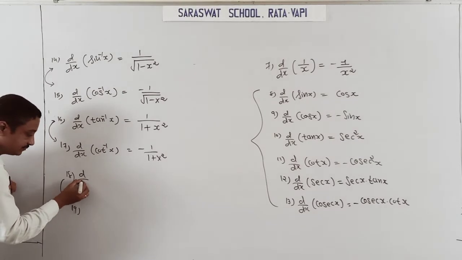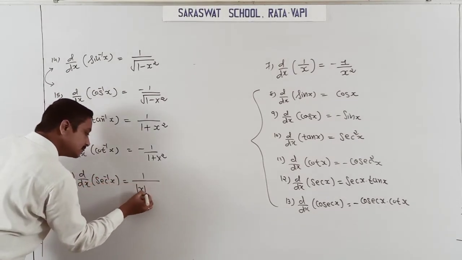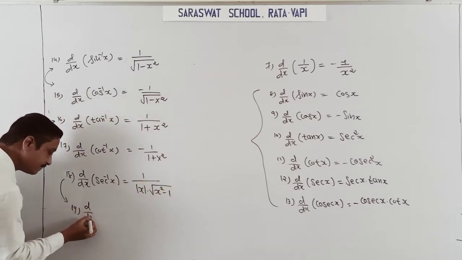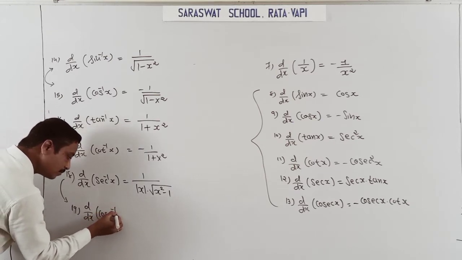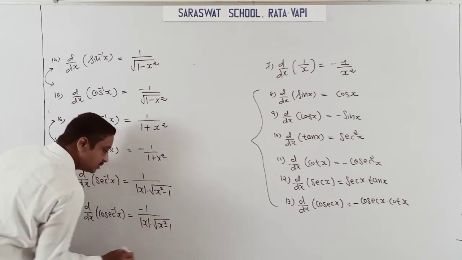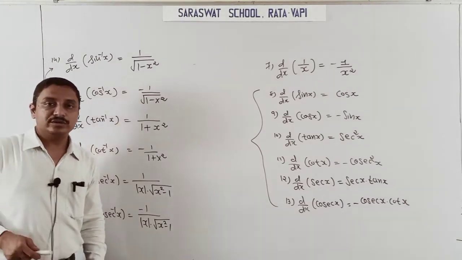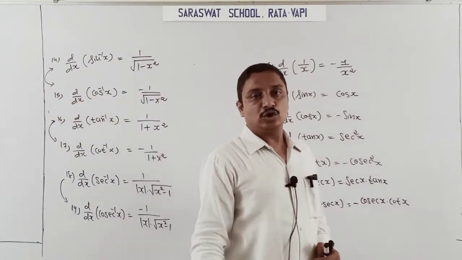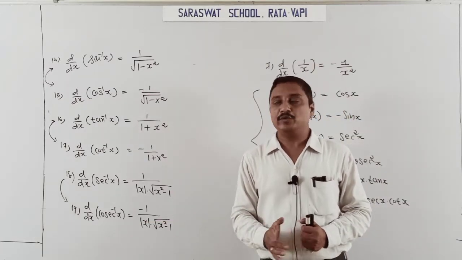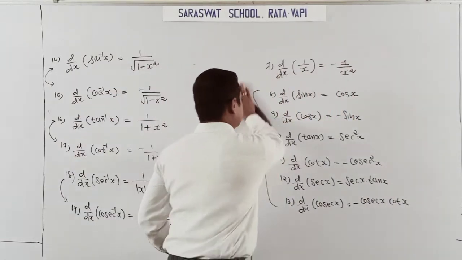Yes, d/dx of sec inverse x is 1 upon modulus x into under root x square minus 1. And last, d/dx of cosec inverse x is also the same, just the sign changes: under root x square minus 1. So students, these are the 6 formulas. They are new for you in your 12th science. Don't worry, I will explain all these derivatives in the next part. But today I go into the formula level, and after that our short numericals.